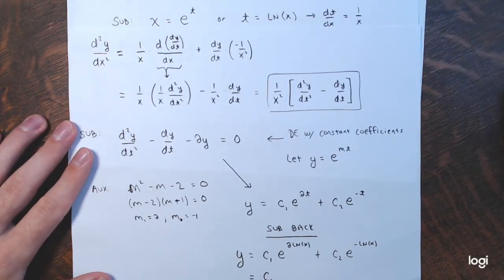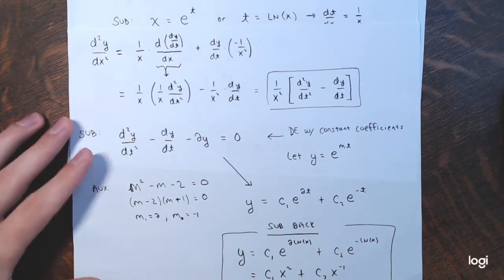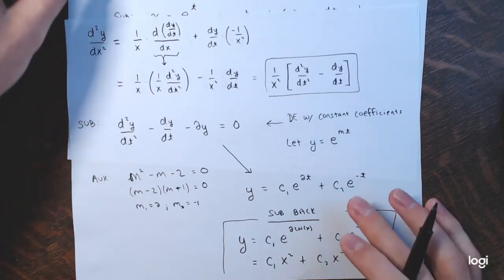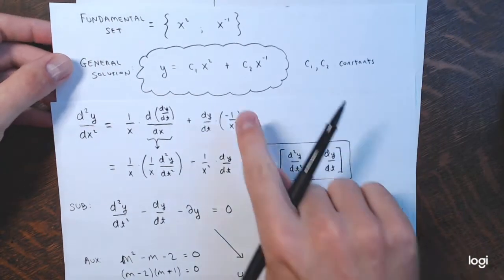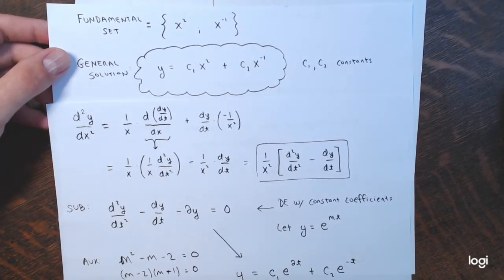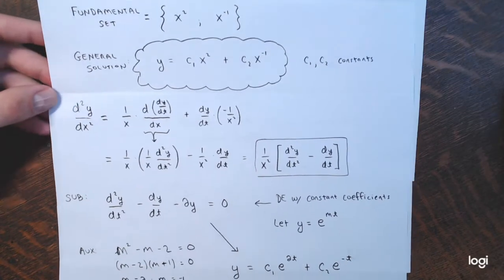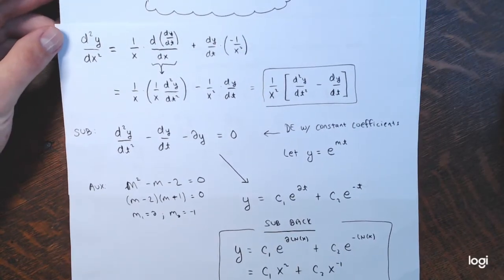And this is c1 times x squared, using properties of logarithms. The log of x squared, and then the e and the natural log would cancel. Same thing here, plus c2 times x to the negative first. And this is exactly the same general solution as I wrote up earlier. Obviously, it just takes longer.